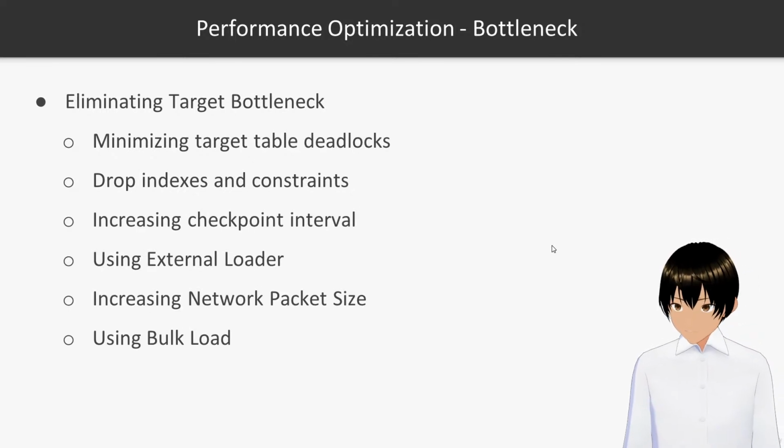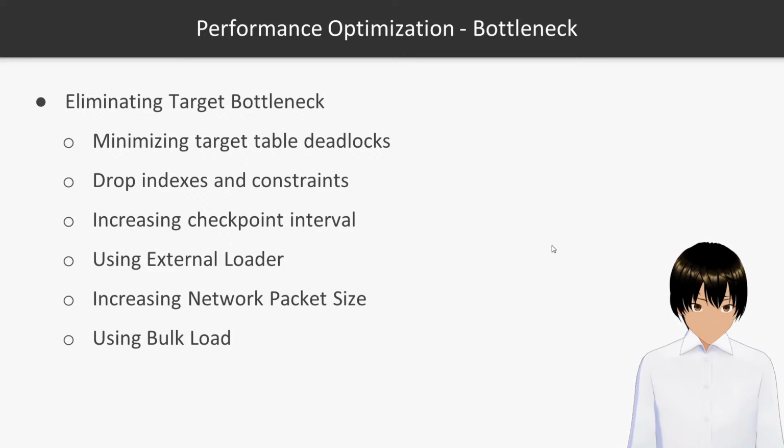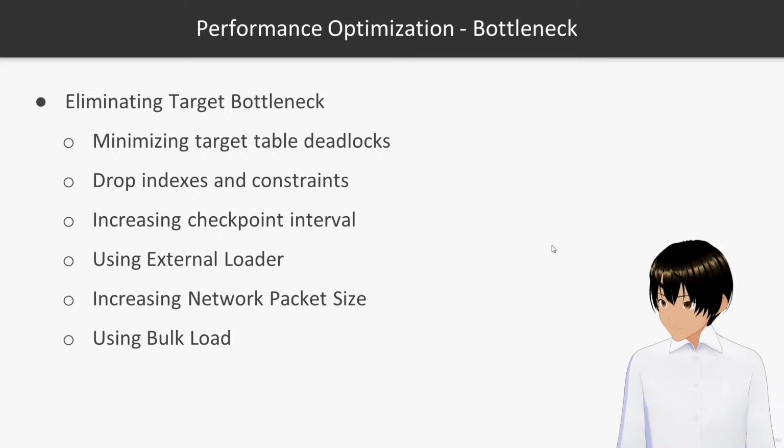Eliminate the target bottleneck. There are various ways in which you can optimize the target loading. Minimize target table deadlocks. There could be a scenario when Informatica is trying to load the data into a table which is already being used by another system. When Informatica encounters the deadlock, it hampers the processing by slowing the loading process. To avoid this, make sure the target table is not used by another process at the same time.